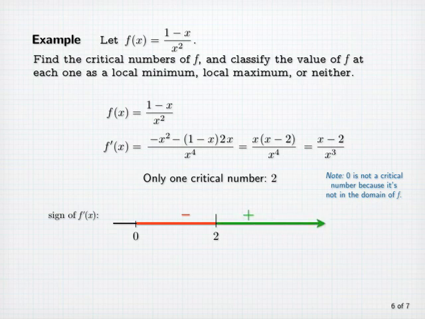So we see that f of x is decreasing on the left of 2, increasing on the right of 2, and therefore f of 2 must be a local minimum. And so the value there, f of 2 equals minus 1/4, is a local minimum. And it's the only local extreme value that f has.